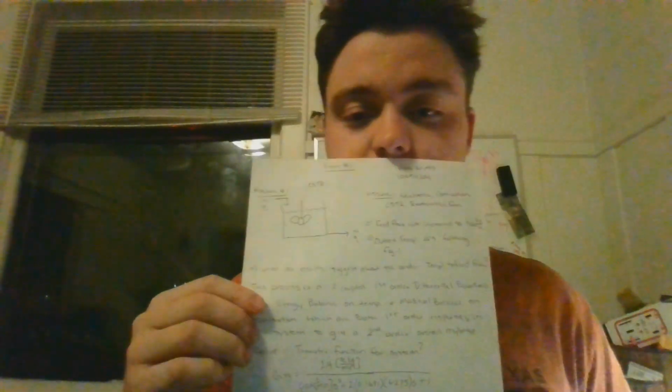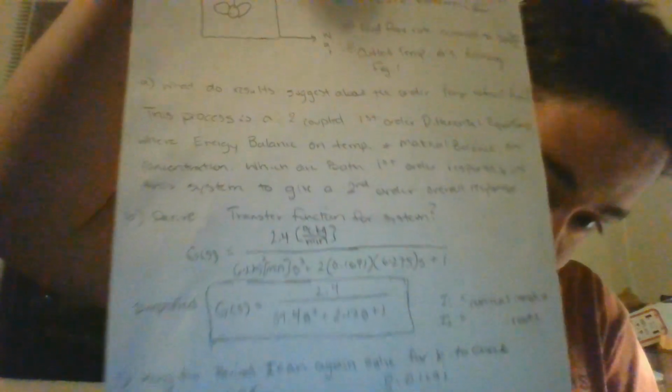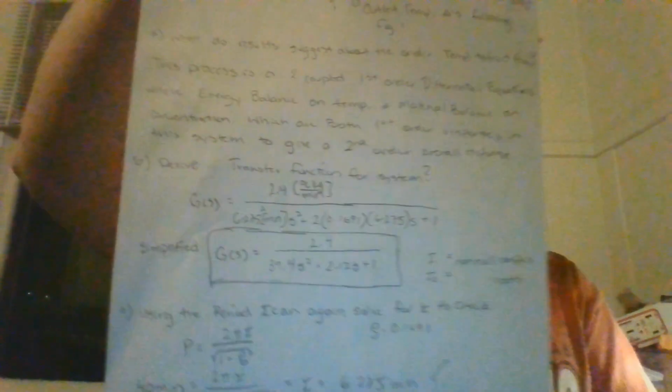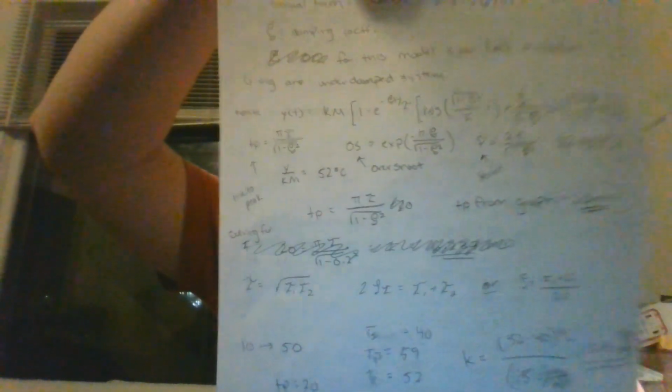So this is the Process Dynamics and Controls Exam 1. Here's the work that was asked for the first problem. In this first problem, we are looking at a reactor with an exothermic reaction.